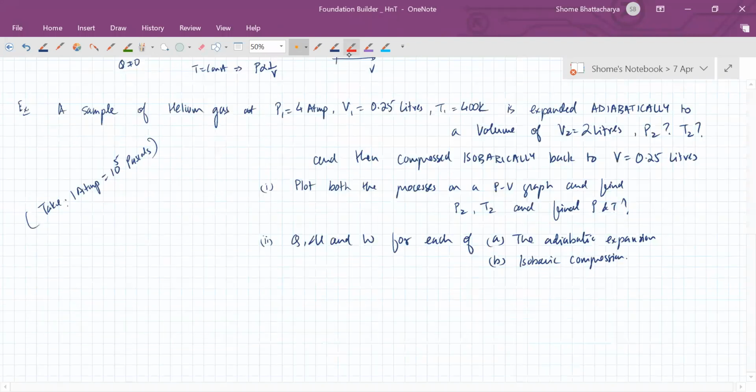Okay, so hope you are getting how to solve the question. Just pointing out a few things. It's helium gas, so it's a monoatomic gas. Right, so we should be taking the value of degrees of freedom as 3. So gamma will become 5/3.